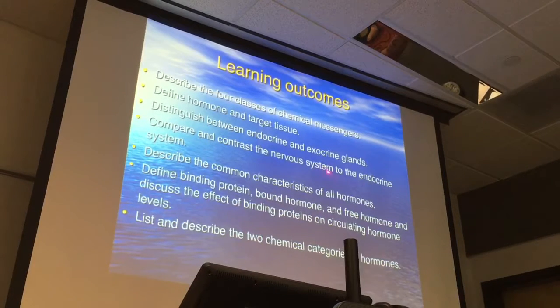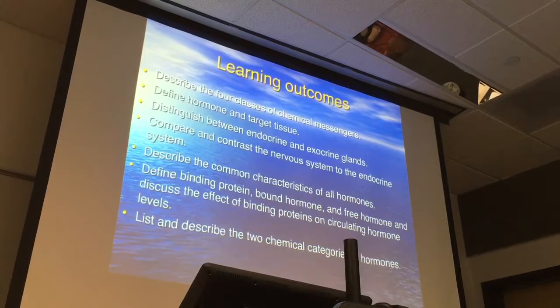Compare and contrast the nervous system to the endocrine system. Those are both control systems. They have their own characteristics. They have some similarities, and they have some differences. Which one, for example, acts fastest? The nervous system. Which one acts longer in time? Endocrine system. So there are differences between these as well as similarities. We'll just kind of touch on that.